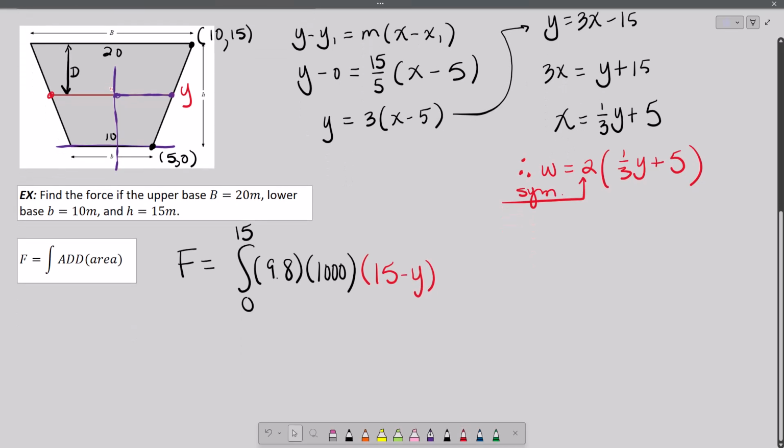So there's the ADD. That's pressure. So if you multiplied all those together, you'd have units of pressure. Okay, pascals, units of pressure.